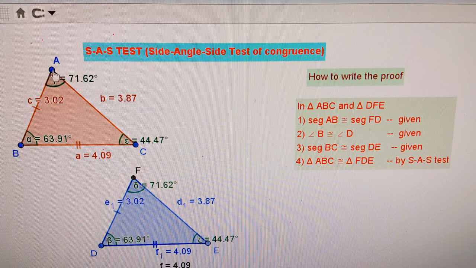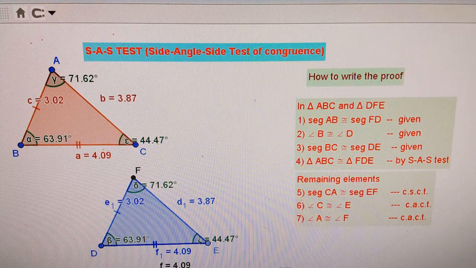Triangle ABC, that means in this, segment AB is indicated by a single line, and the next segment is indicated by two lines, and therefore you have to write here triangle FDE, and these two triangles are congruent by the SAS test. Now we have to write the remaining elements.